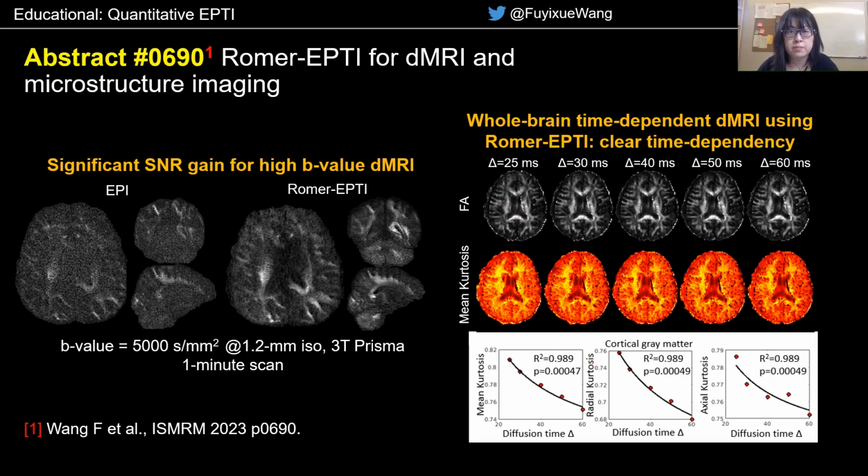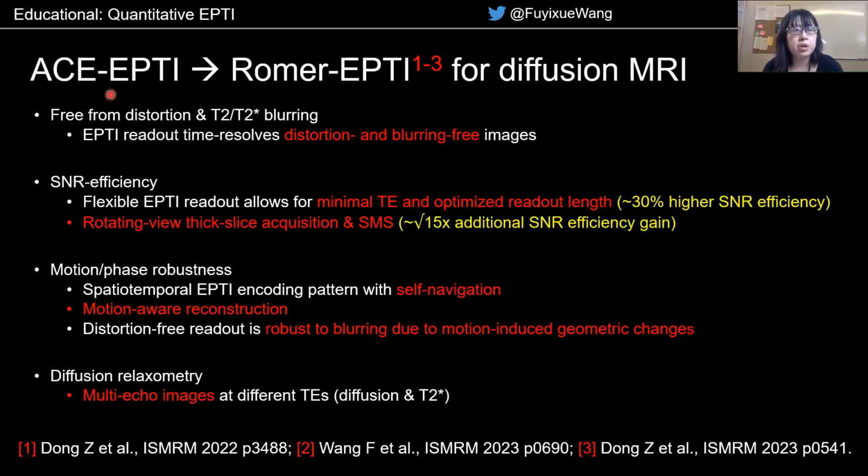To summarize, building on the work of ACE-EPTI, Romer-EPTI achieves efficient diffusion MRI that's free from distortion and T2 and T2 star blurring, and has high SNR efficiency by using the flexible EPTI readout that allows for minimal TE and optimized readout length. And Romer-EPTI also uses rotating view thick slice acquisition combined with SMS to provide additional high SNR efficiency gain.